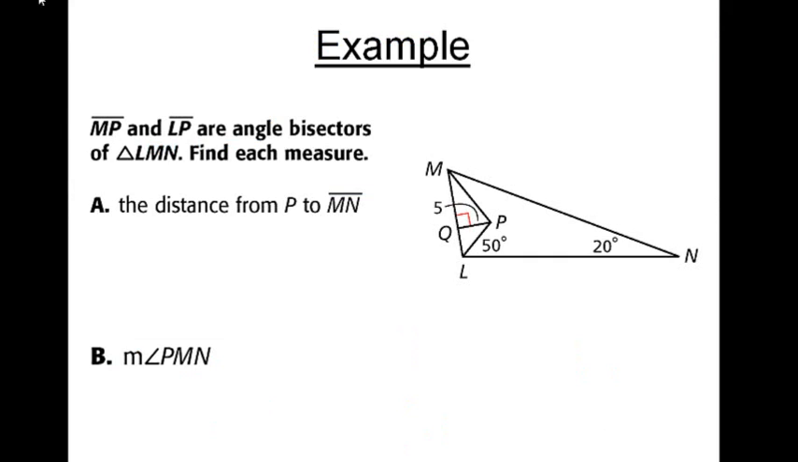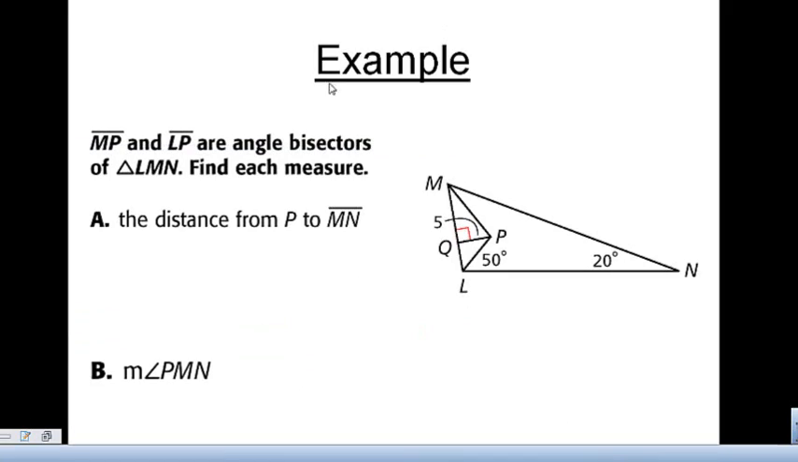Okay, let's take a look at our first example. We have segments MP and LP are angle bisectors of triangle LMN. Find each measure. So this line right here, LP, and MP are angle bisectors. So let's go ahead and mark these congruency marks on our figures. That way it can help us out. If LP is an angle bisector, then I know that this angle is going to be congruent to this angle. And if MP is also an angle bisector, then I know that this angle here is going to be congruent to this angle over here.